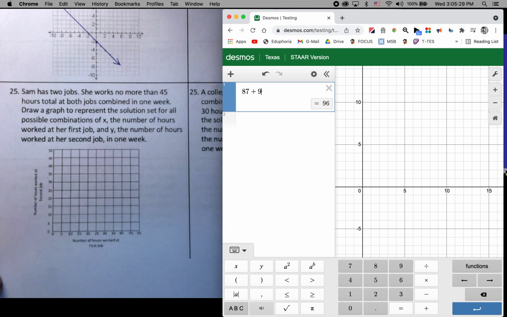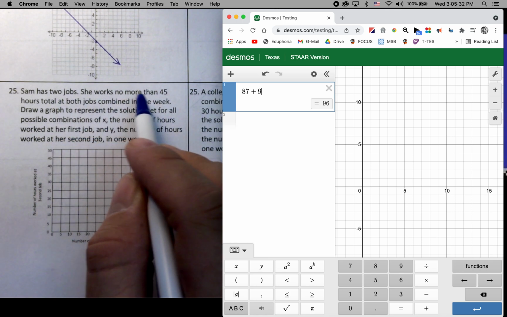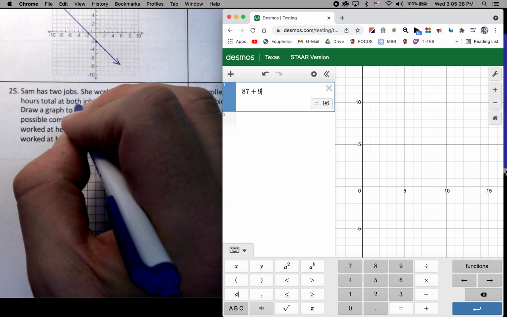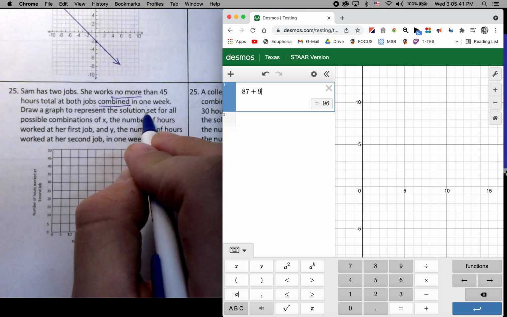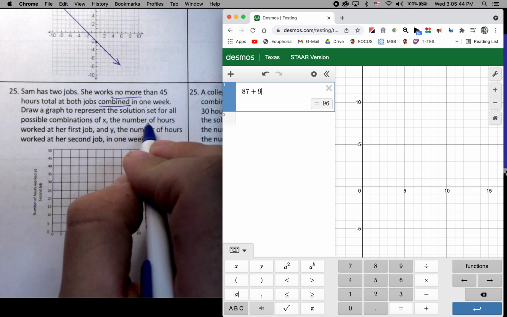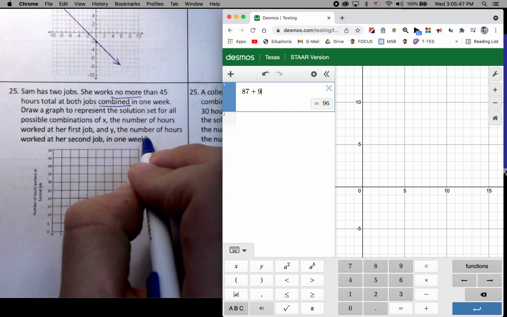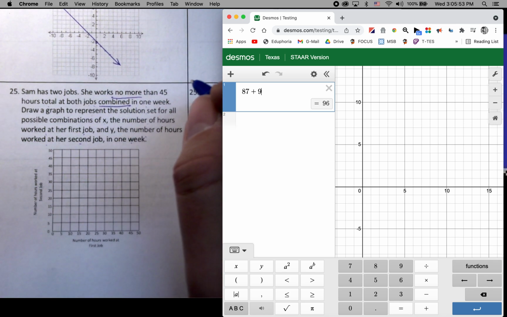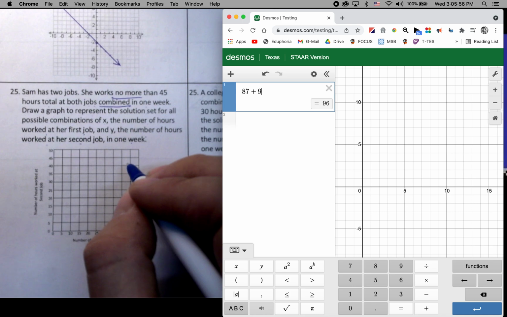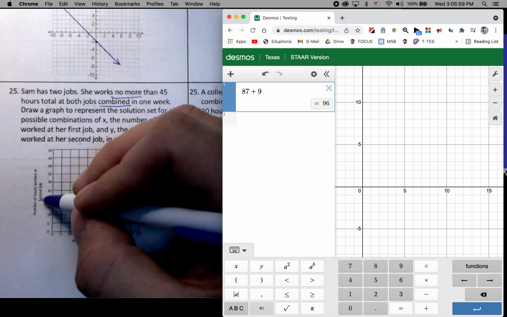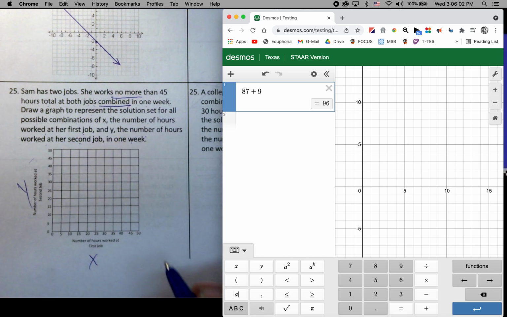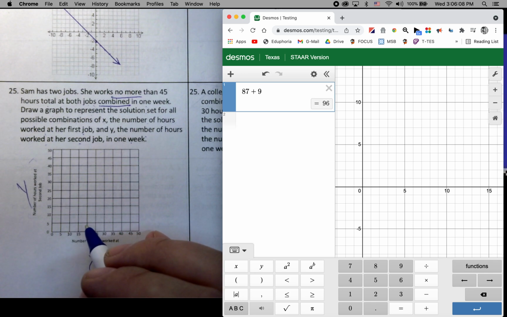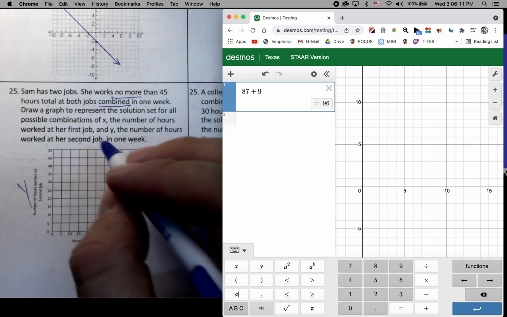It says, Sam has 2 jobs. She works no more than 45 hours total at both jobs combined in 1 week. Okay, combined. Draw a graph to represent the solution set for all possible combinations of x, the number of hours worked at her first job, and y, the number of hours worked at her second job in 1 week. All right, so I have 2 jobs. So I got x and y. Oh, it even has my stuff labeled. So here's my y, here's my x. Okay, so I can work no more than 45 hours total at both of them. Okay, and let's see, this one is tricky.